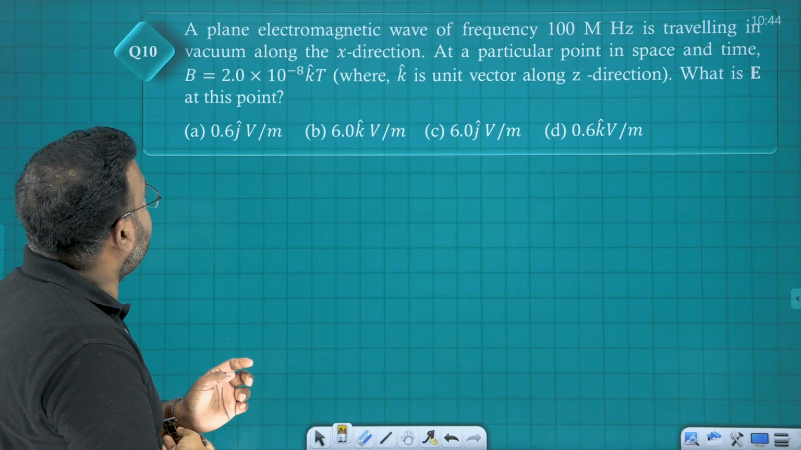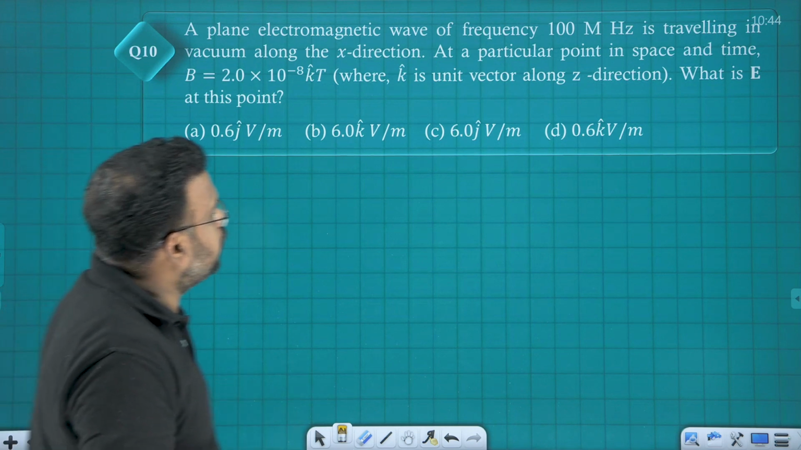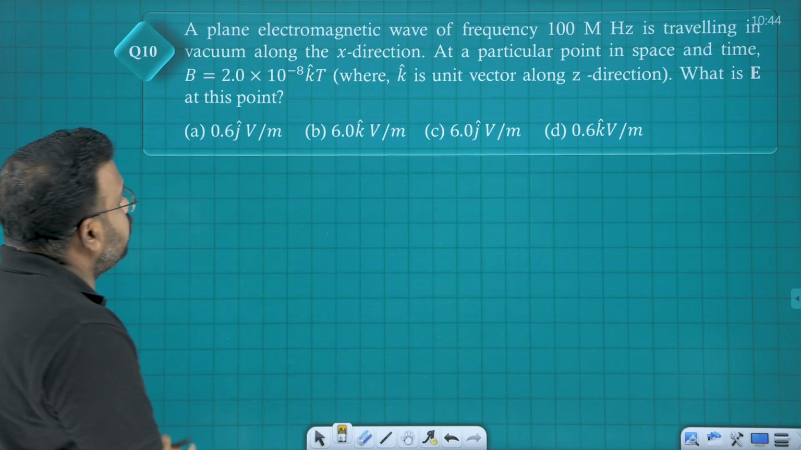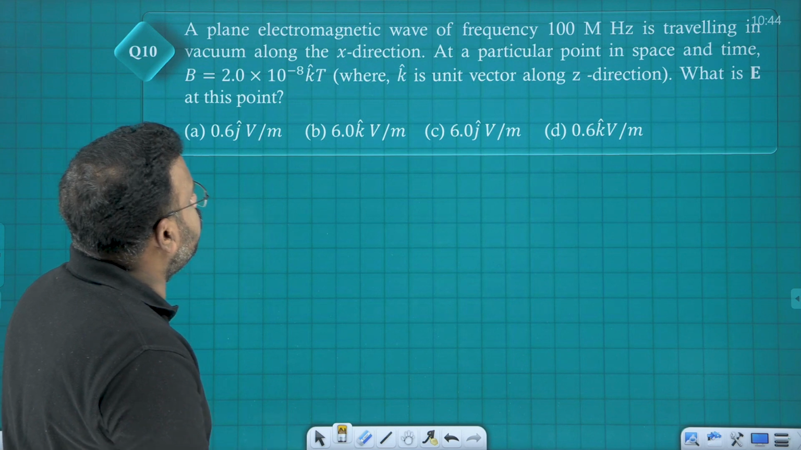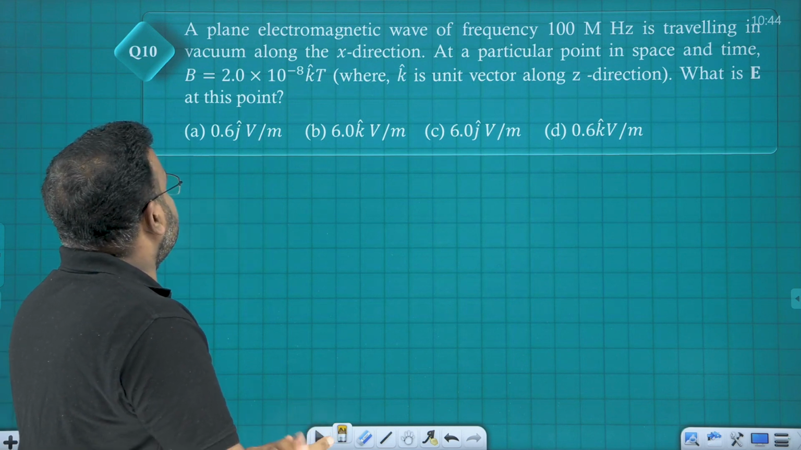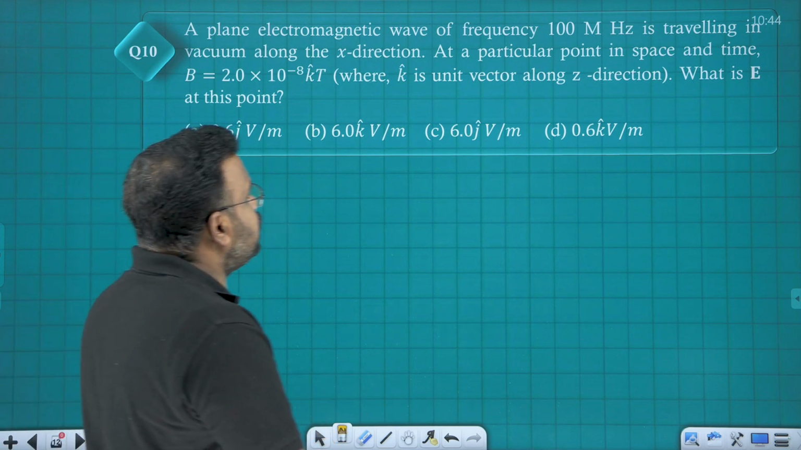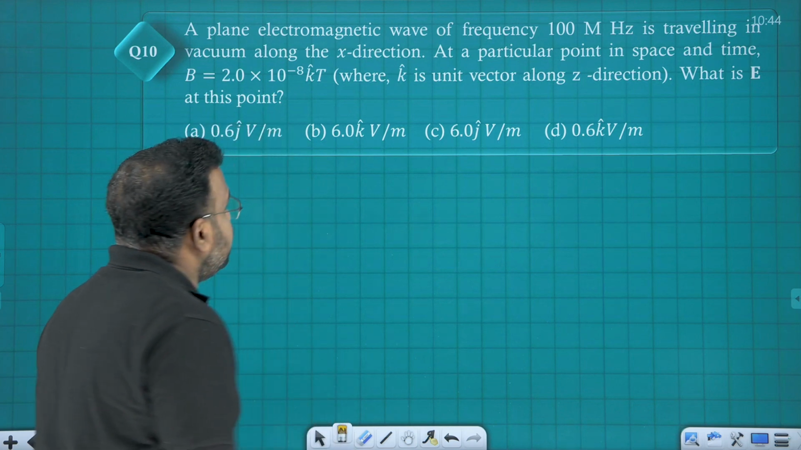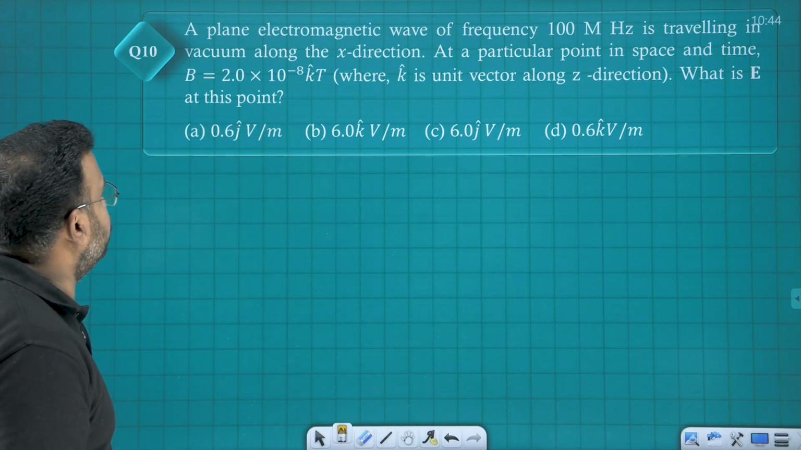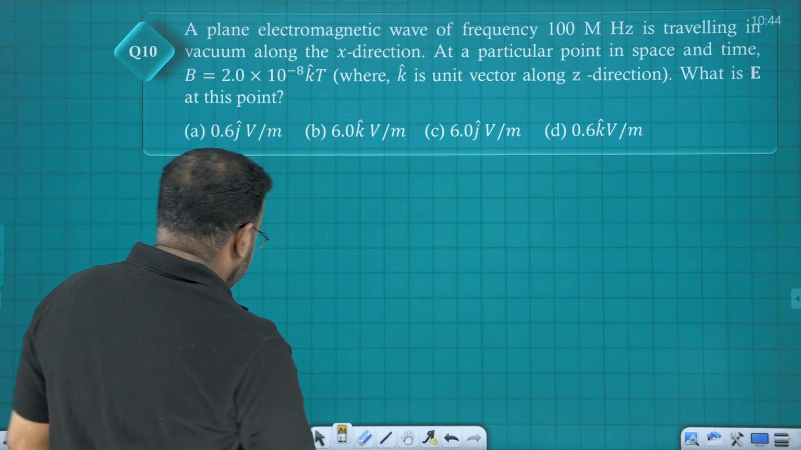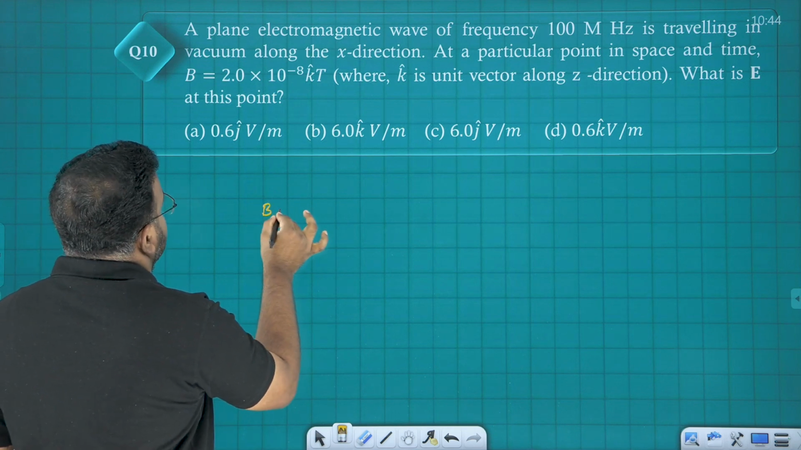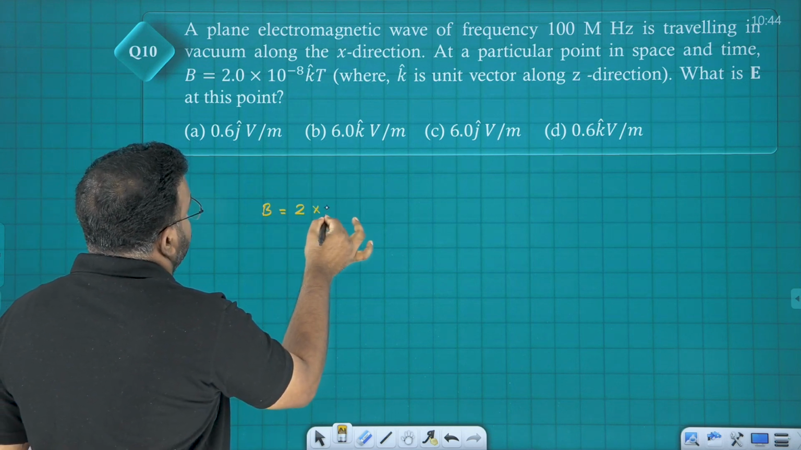Question number 10. A plane electromagnetic wave of frequency 100 megahertz is traveling in vacuum along the x direction. At a particular point in space and time, B equals 2 into 10 to the power minus 8 k cap, where k is a unit vector along the z direction. What is E at this point? Again an easy question. B is given as 2 into 10 to the power minus 8.